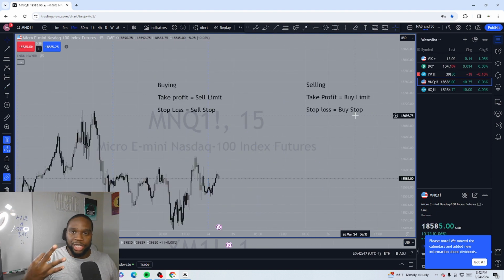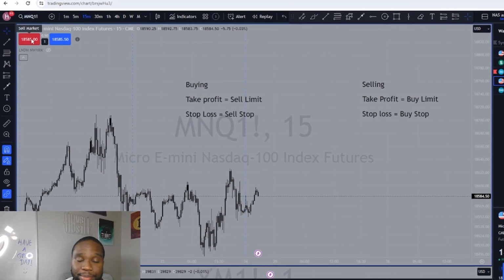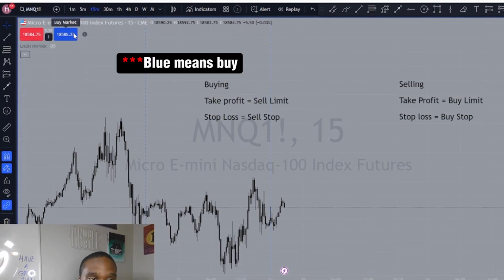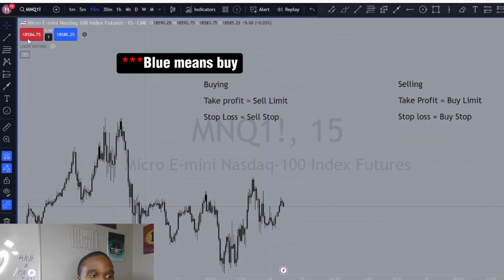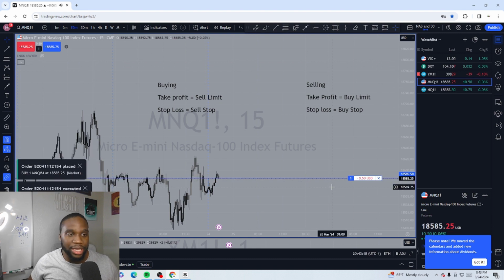Let's go. There are three specific ways that I use to get into the market. Right here on the left-hand side, you have a red and a blue button. The red button means sell, obviously, and the blue button means buy, obviously. If you click the red button, you get executed in the market right away. So this is a market order. Boom, you click it, you get directly placed into the market. So I'm going to sell this contract. If you buy, you get bought directly in the market. This is one of the quickest ways you can do it.